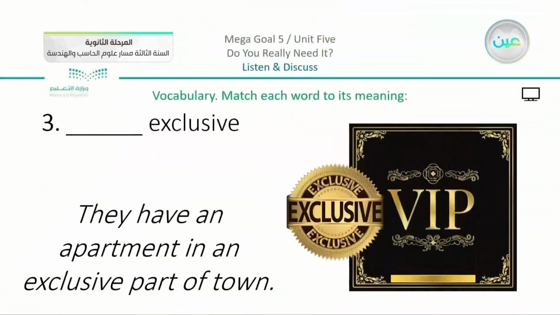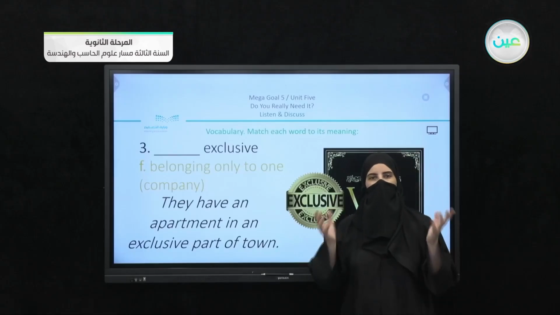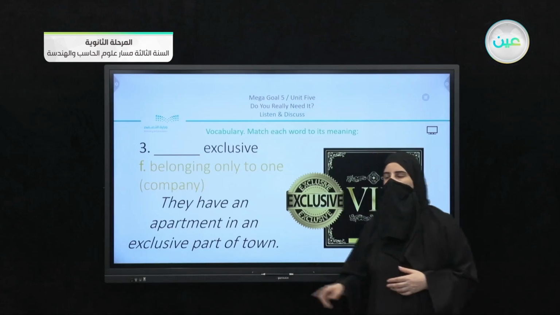Then we have in number 3, exclusive. Now we said exclusive is something which is close to being special or something VIP. Now we have here the example, they have an apartment in an exclusive part of town, and we agreed that the answer is going to be F, belonging only to one, and we can say, for example, in a company.